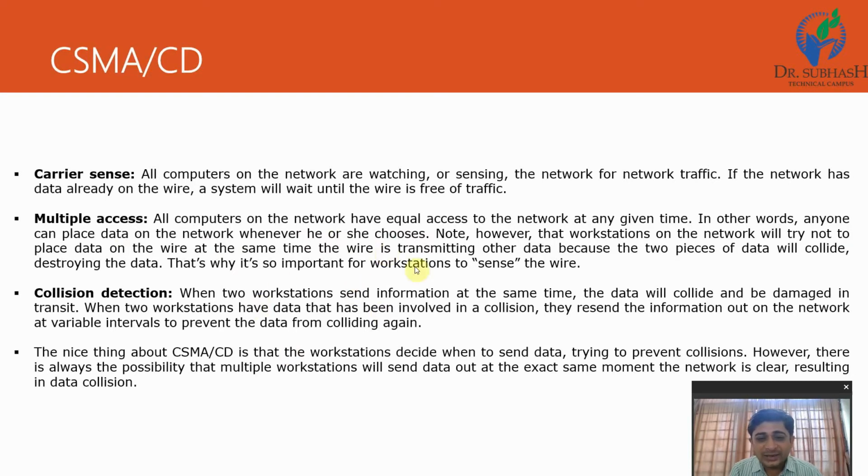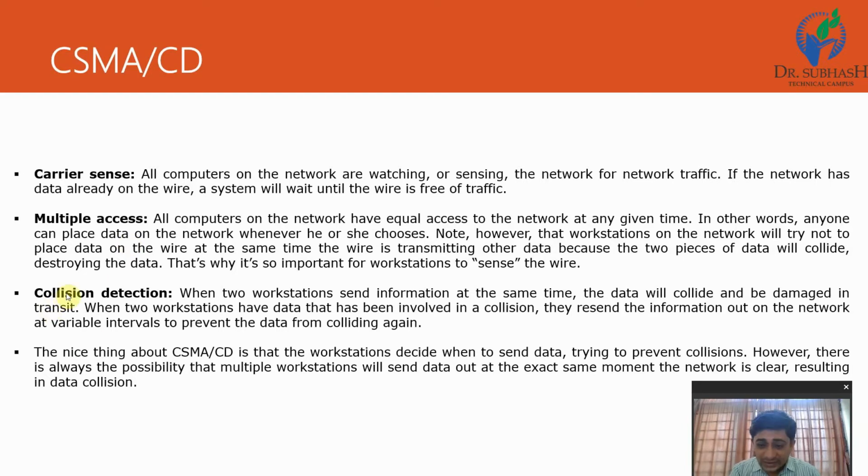However, the workstation on the network will try not to place data on a wire at the same time the wire is transmitting other data, because two pieces of data will collide and it may destroy your data. That's why it is so important for workstations to sense the wire. Before transmitting your data, you have to check, you have to analyze that the channel is free for transmitting your data. If it is, then and only then we transmit our data, otherwise it may collide.